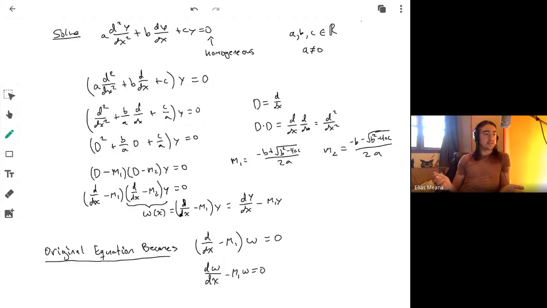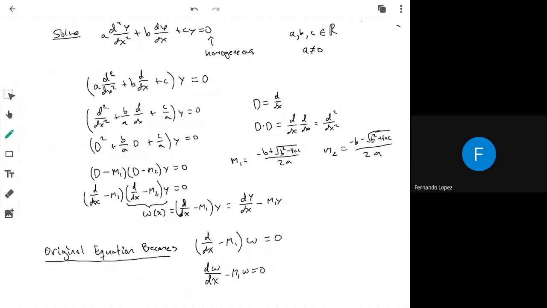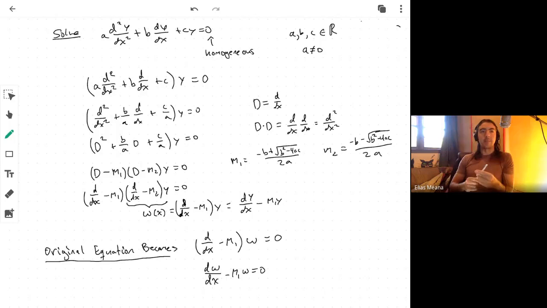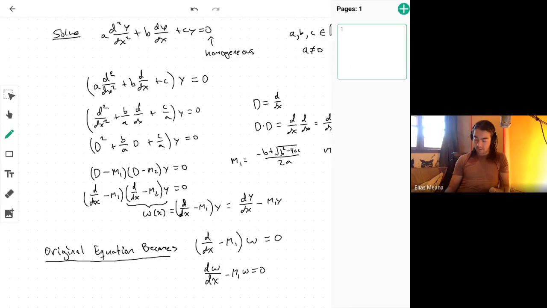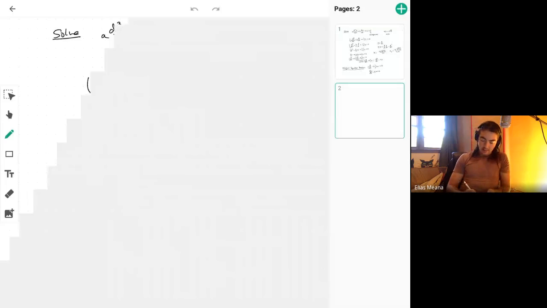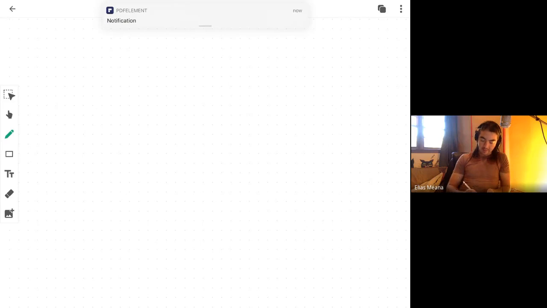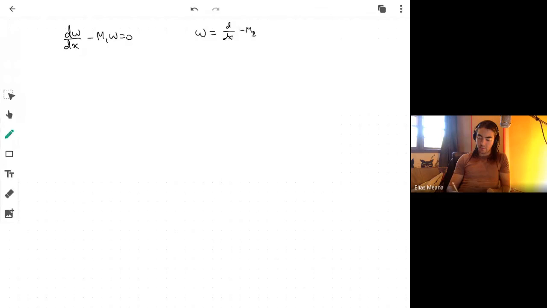And what type of equation is this? Linear first order separable, right? This is a separable differential equation. We can solve this super easily by integrating, so let's do this on the next page. So we just have the equation d omega dx minus m1 omega equals 0, where omega is d by dx minus m2 y. So we'll keep that in mind.